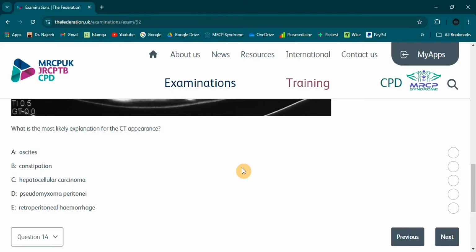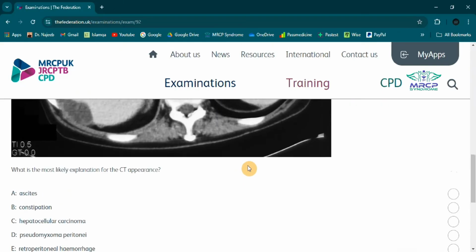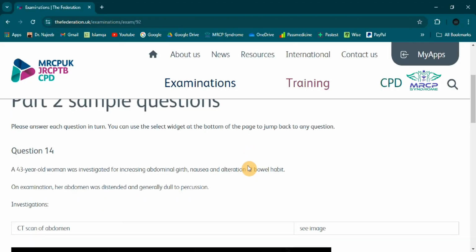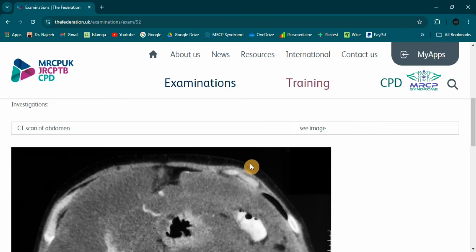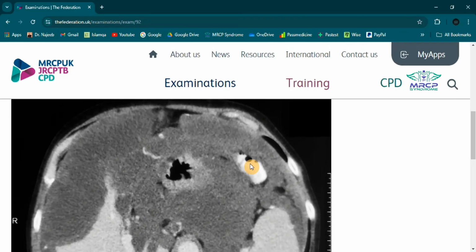What is the most likely explanation for the CT appearance? Ascites, constipation, hepatocellular carcinoma, pseudomyxoma peritonei, retroperitoneal hemorrhage. A 40-year-old woman was investigated for increasing abdominal girth, nausea, and alteration of bowel habit. On examination, her abdomen was distended and generally dull to percussion. Investigation showed a CT scan of the abdomen, shown below.